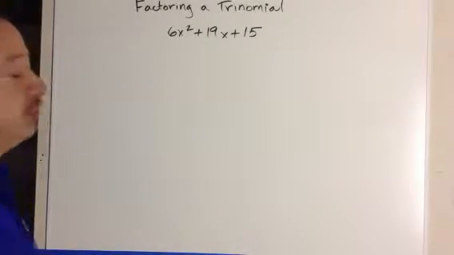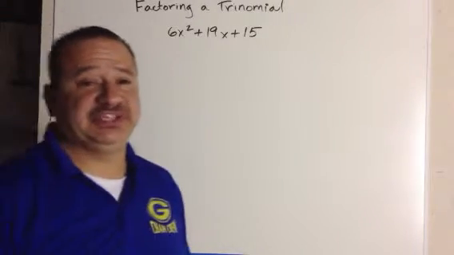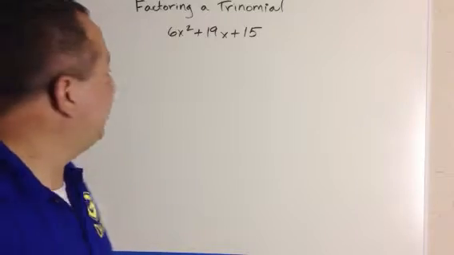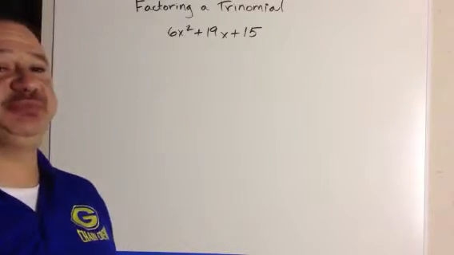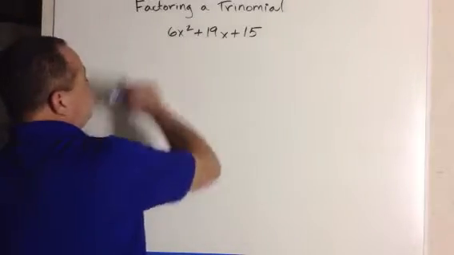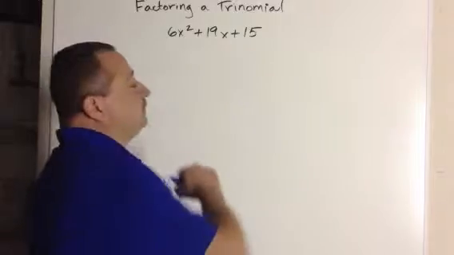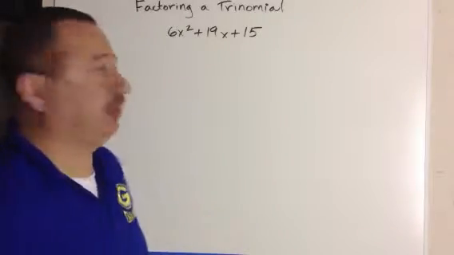So what we're going to do is first look at the leading numerical coefficient. That's the number in front of the x with the biggest power, or the variable with the biggest power, which will be the 6. And then we're going to look at the constant, the number all the way to the right. We're going to factor each one of those. So let's begin.